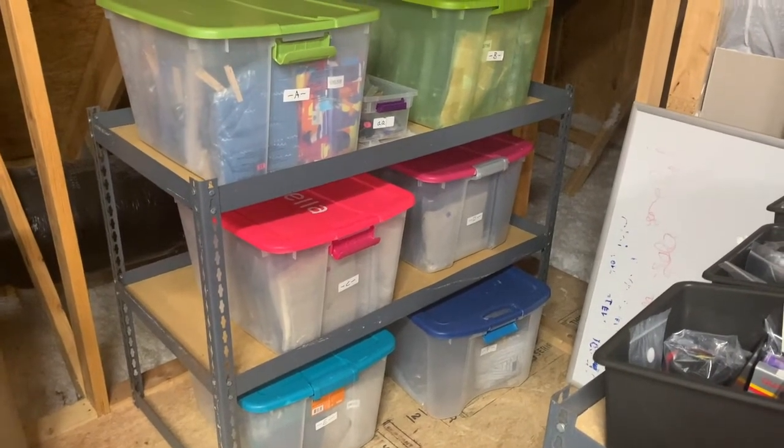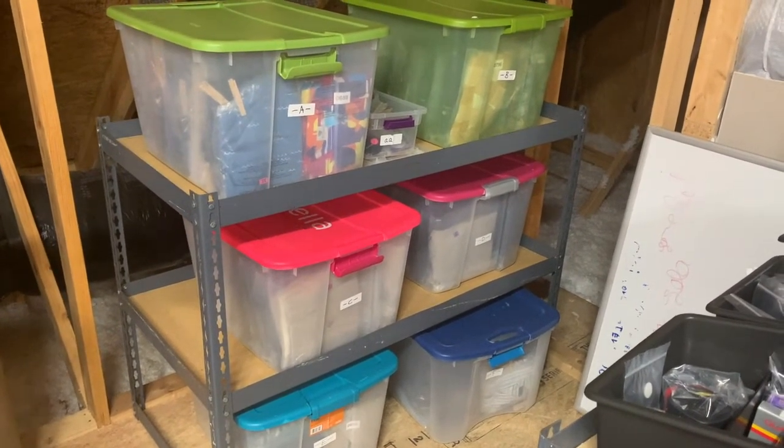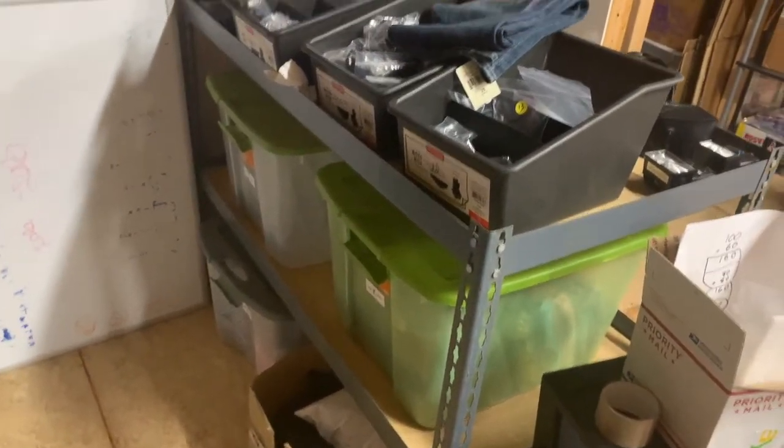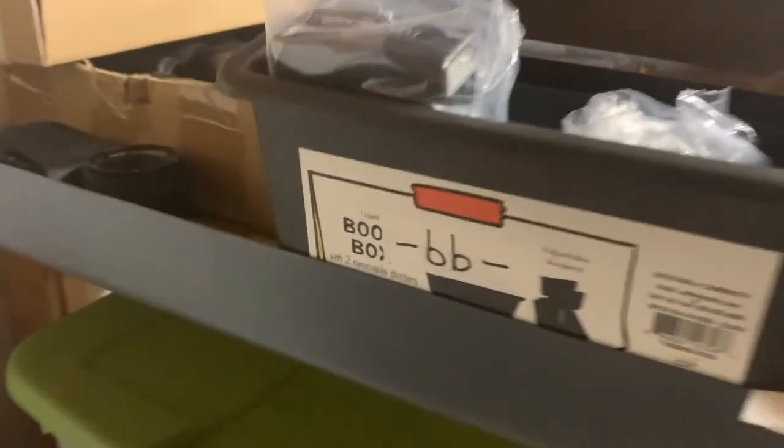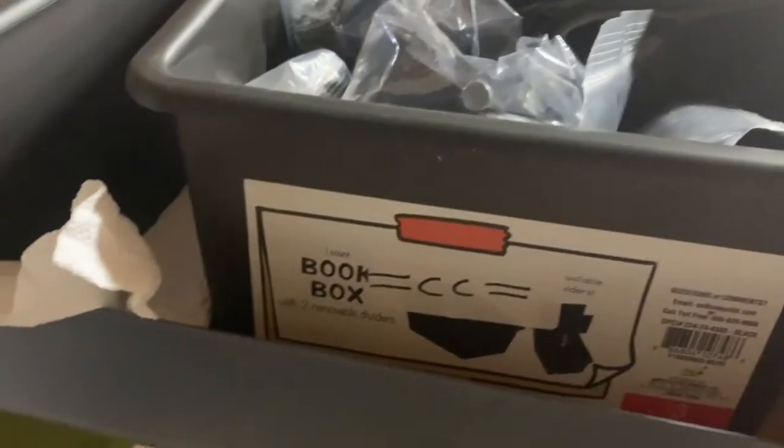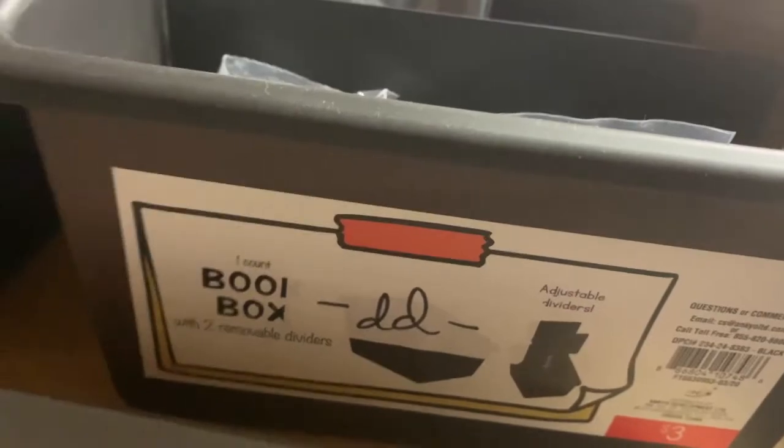Alrighty, so here is some of my bins. I've got some more over here. I've got some little ones and big ones. So you see you've got A, that's going to be B, C, D, etc. And then the little ones are like BB, CC, TD, what have you. So I can find stuff quickly.